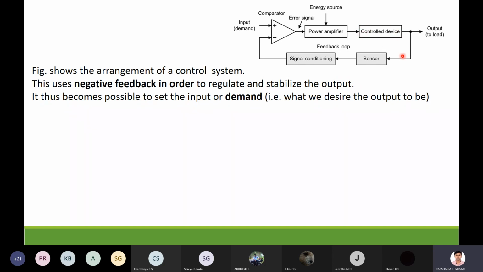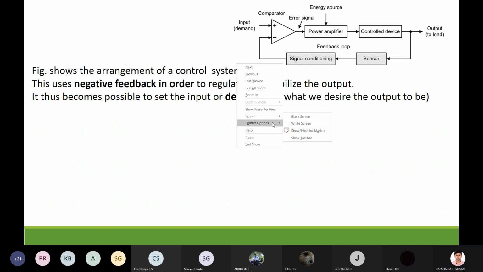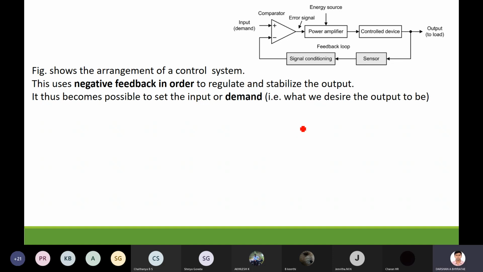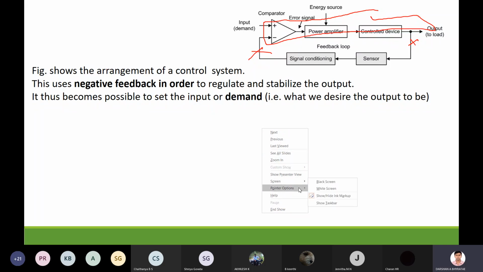Here I am going to connect the negative feedback, because this is my open loop system. If I don't consider this for a few minutes, this becomes the open loop system. An open loop system is nothing but there is no feedback here. That is what we call an open loop.